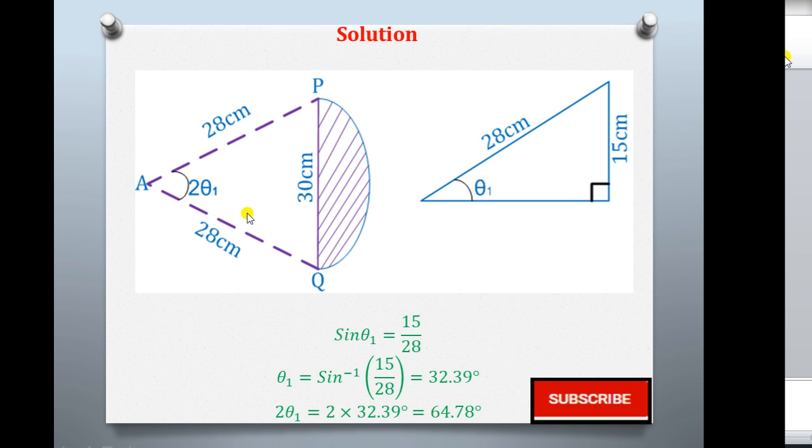64.78 degrees. Now that we have this angle, we are going to get the area of the whole sector. Then we subtract the area of the triangle APQ. If we do so, we shall have the area of the shaded part. Then we shall do the same thing to the smaller circle after the extraction. So let's move on to the next step.